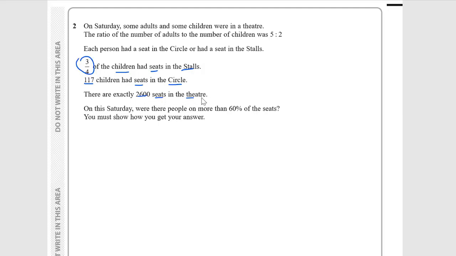So basically, the exam question is: on this Saturday, were more than 60% of the seats occupied? You must show how you get to your answer. The ratio of adults to children is 5:2. So we know that there's going to be 5/7 adults, and 2 out of 7 children. It's the ratio.